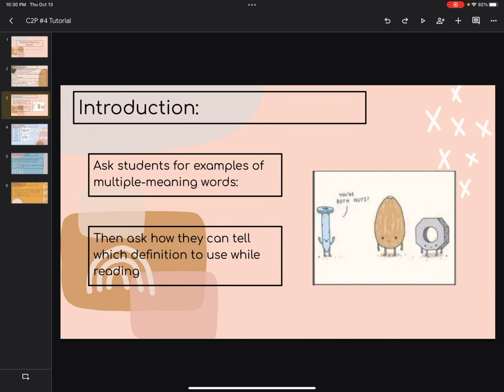To introduce this to my students, I would ask for examples of multiple meaning words, so words that they can think of that have more than one meaning. I liked the little picture off to the side that said "you're both nuts." That's a good example, like an almond and the tool are both examples of multiple meaning words. Get a bunch of examples from them and then ask, so what do you do in a sentence? How can you tell which one they're talking about? And then hopefully wrap around to the point that you have to look at what the sentence is saying to be able to tell what the definition is.